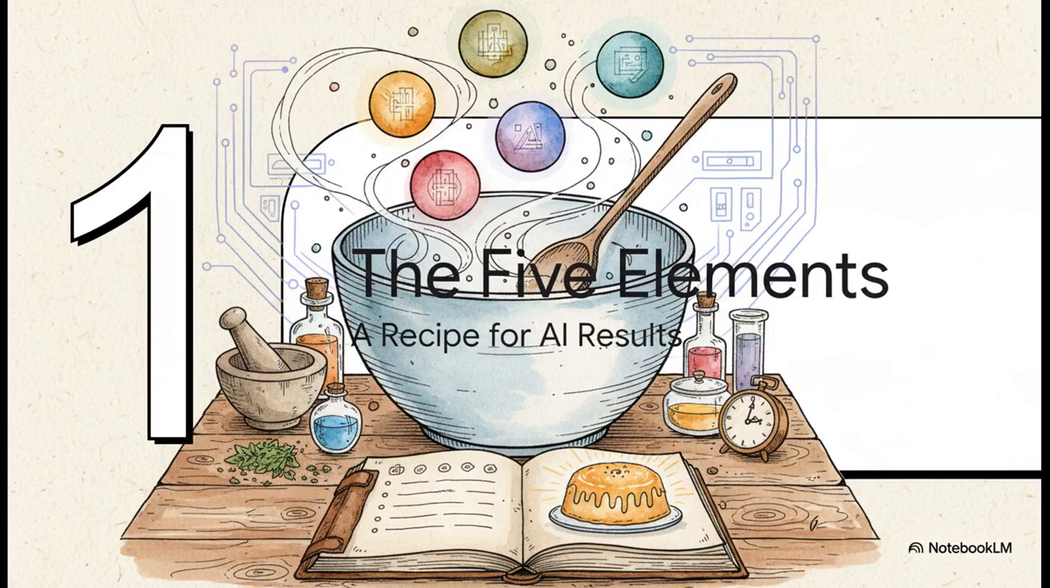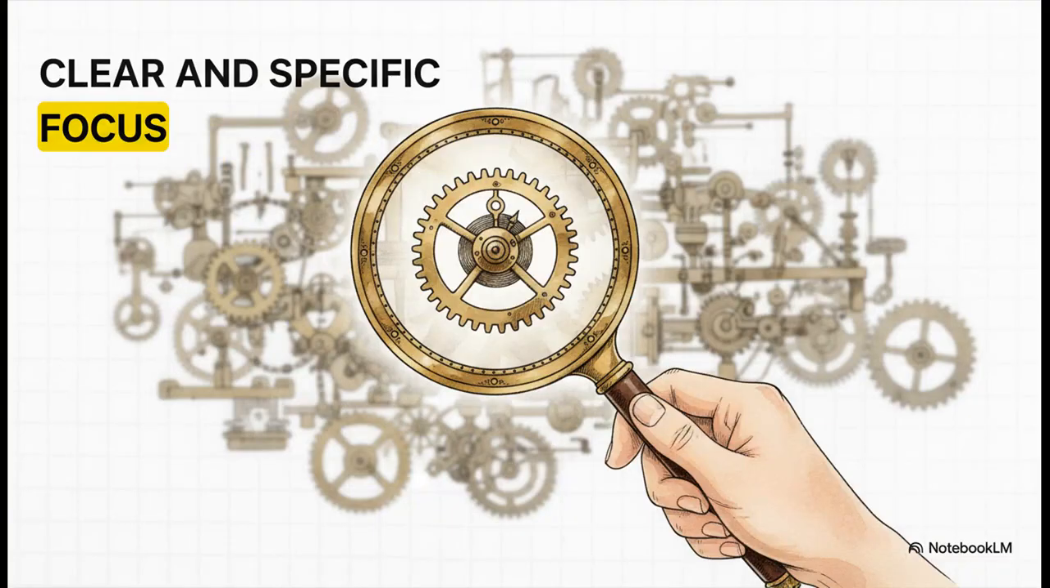All right, let's dive into these 5 elements. And you should think of them less like some rigid checklist and more like the essential ingredients in a recipe for getting fantastic AI results. First up, C. This is all about being clear and specific. This is the foundation of everything. It means getting rid of any and all ambiguity and just giving the AI really precise details. Vague words like good or better or help me with, those are basically your enemy here.